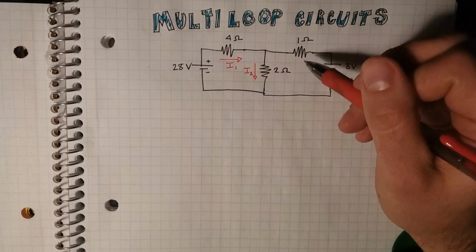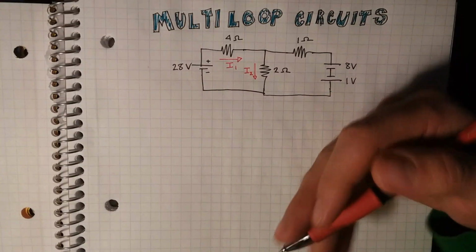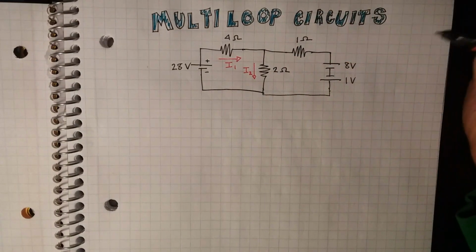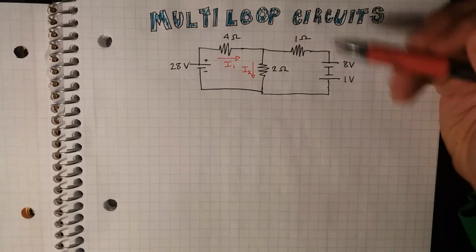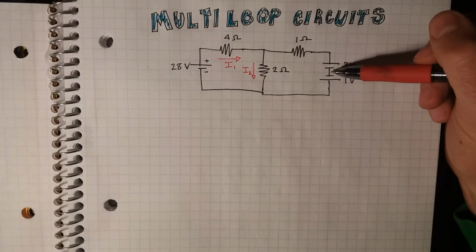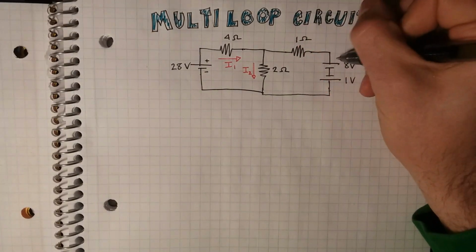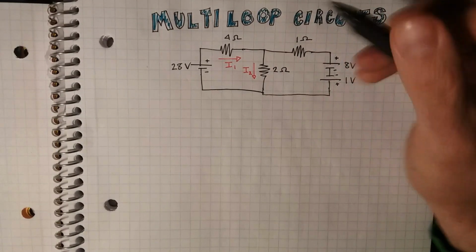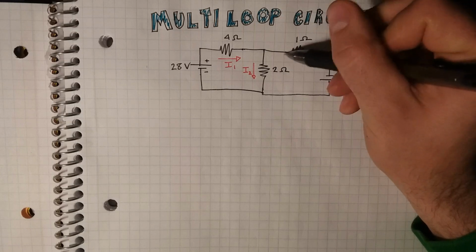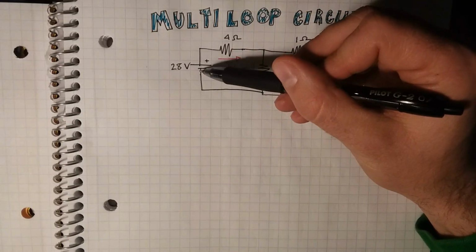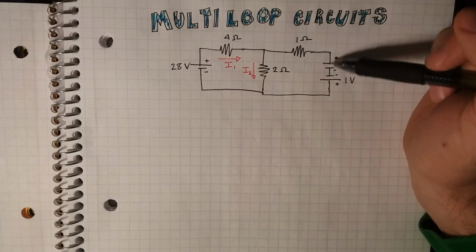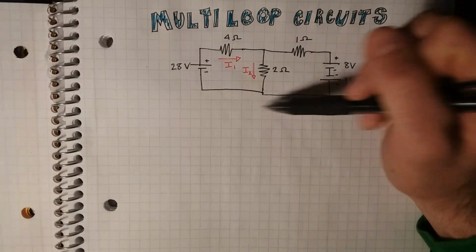And then this current here, I'm definitely going to call it I3, but I don't totally know whether that's going to be to the right or to the left. At first, I could see arguments for both sides. I could say, hey, look at this 8 volt battery. That's the positive end. That's the negative end, and it's much bigger than this 1 volt battery right here. Maybe the current's going to go that way. But some people say, well, maybe the 28 volt battery is so much stronger that it's going to push the current backwards through that 8 volt battery and go this way.